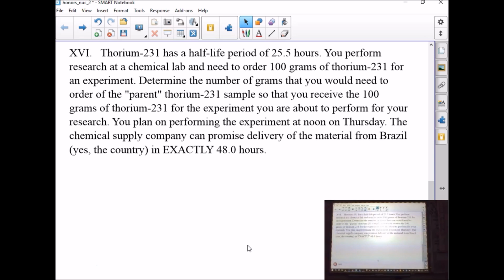Thorium-231 has a half-life period of 25 1/2 hours. You perform research in a chemical lab, and you need to order 100 grams of thorium-231 for an experiment. Determine the number of grams that you will need to order of the parent thorium-231 sample so you can receive the 100 grams for your experiment. You plan on performing the experiment at noon on Thursday. Actually, we have to push it back a day to Friday. The chemical supply company can promise delivery of the material from Brazil, the country, not Indiana, in exactly 48 hours.